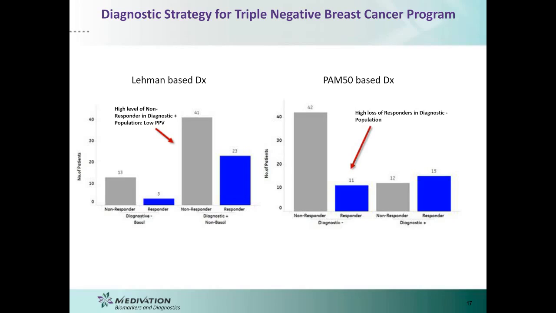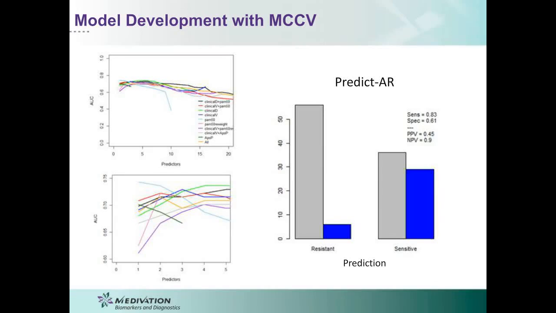Here on the left is just revisiting the Lehmann-based scheme versus the PAM50-based scheme on the right, and just contrasting the high level of non-responders in diagnostic positives for Lehmann versus the high loss of responders in the diagnostic negative population for PAM50. So this motivated us to go through a model development exercise. As part of this exercise, we used a number of different feature sets, which is represented by each of the curves in these two charts on the left.